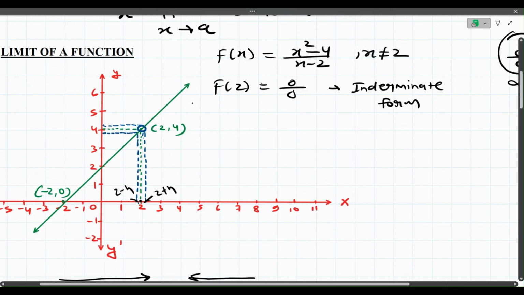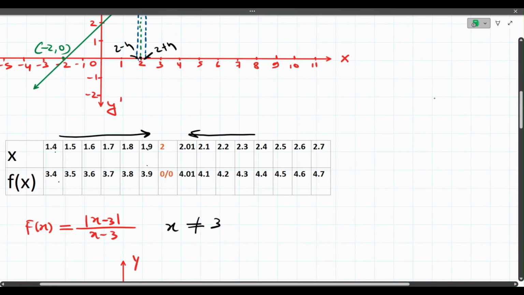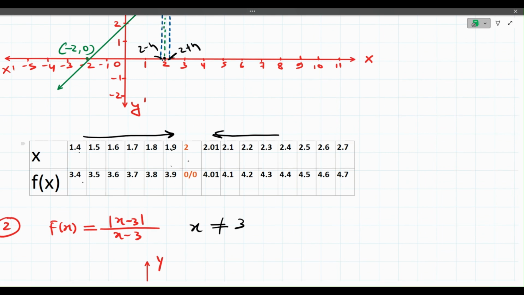Since we don't have any answer at x equal to 2 for this function, we'll try to take values slightly smaller and slightly greater than 2 but close to it. So when x approaches 2 from the left side, or you can say if we increase the value of x from the left side, the function is getting closer to 4, like 3.456789. You can see here it's 0 by 0, but it seems to be 4.